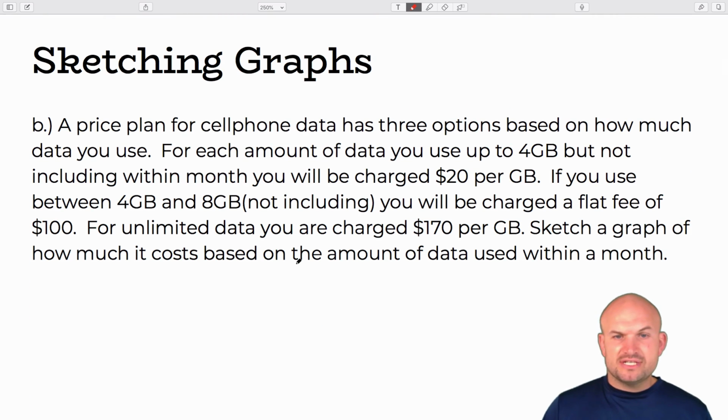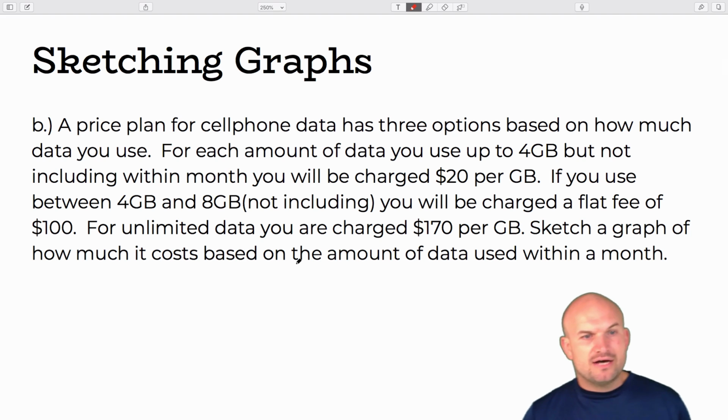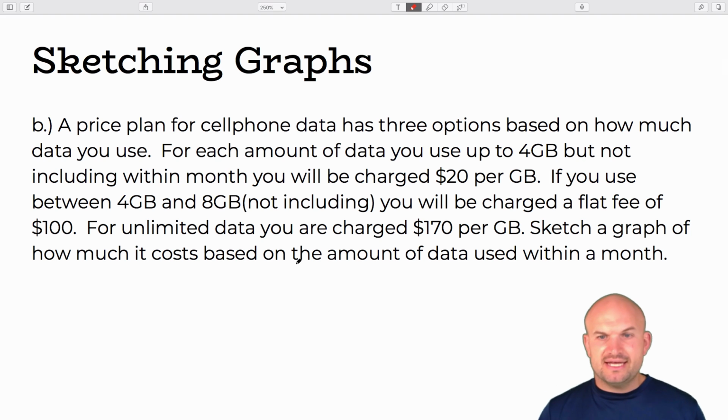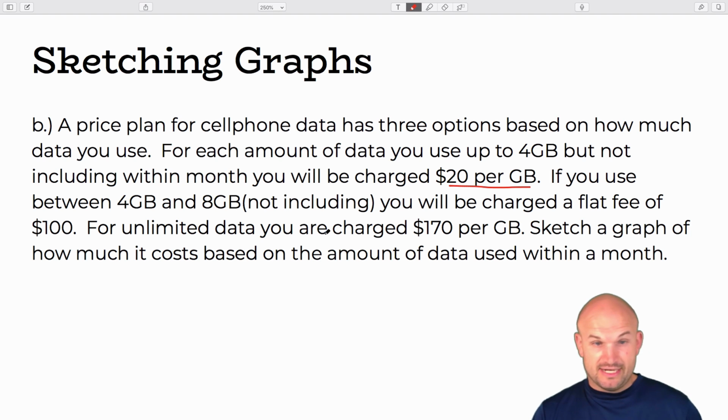A price plan for cell phone data has 3 options based on how much data you use. For each amount of data you use up to 4 gigabytes, but not including 4, within a month, you'll be charged $20 per gigabyte. And if you use between 4 gigabytes and 8 gigabytes, not including 8 gigabytes, then you'll be charged a flat fee of $100. And for unlimited data, you are charged $170 per gigabyte.